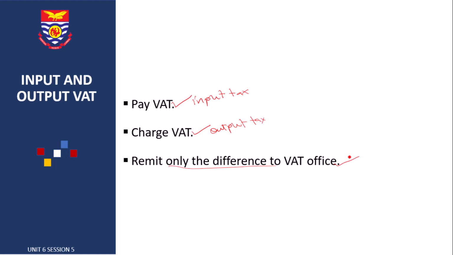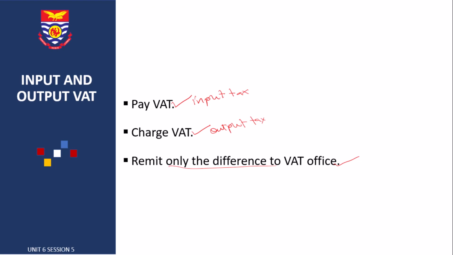If the output VAT is more than the input VAT, the difference is paid to the VAT office. However, if the input VAT is more, it is a refund from the VAT office, but that rarely happens. Let us look at input tax and output tax.